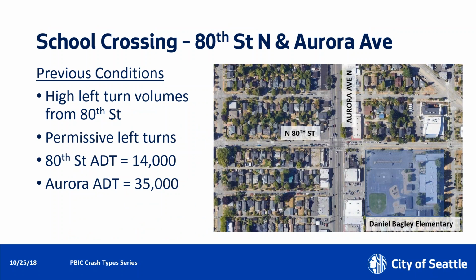So a lot of pedestrians would be walking along 80th, crossing Aurora Avenue, and Aurora Avenue has about 35,000 ADT, but 80th Street still has a very high volume of 14,000 ADT and a lot of turns. Aurora Avenue is a large commuter street that takes you north and south through the city, and initially they were permissive lefts there. And so even though we didn't have a crash pattern there, it felt very uncomfortable as a pedestrian, especially if you were a parent with your child.